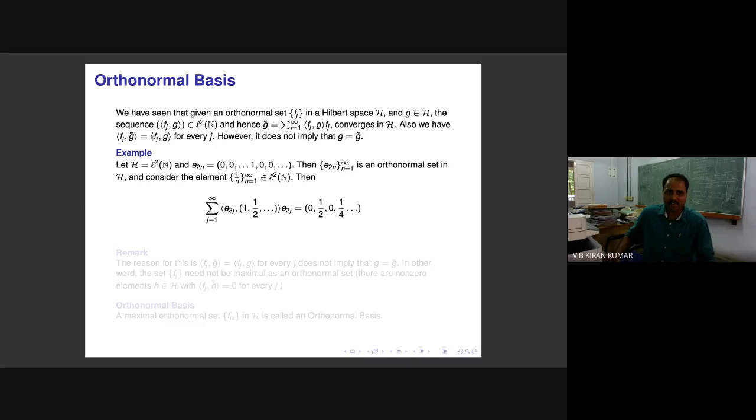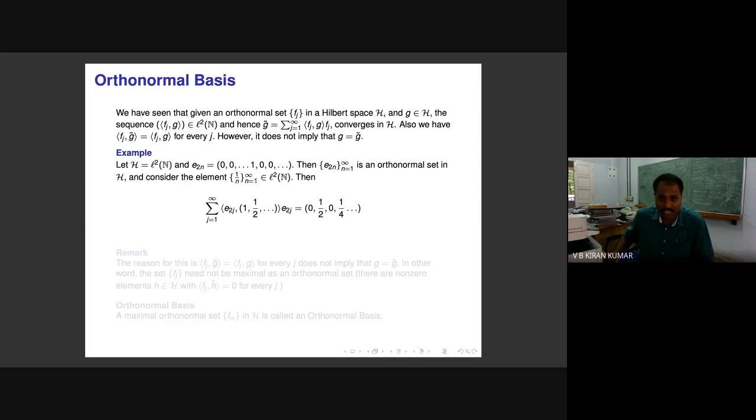That means the inner product of Fj with G tilde minus G equals 0 for all j, but it does not imply that G equals G tilde. For example, consider l2(N) and the standard orthonormal set e_2n, taking only the even part: e2, e4, and so on, with one at the second place, one at the fourth place, and so on. Then it's an orthonormal set.